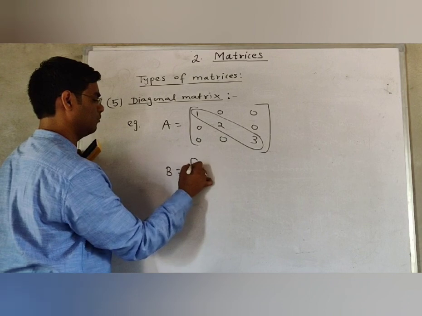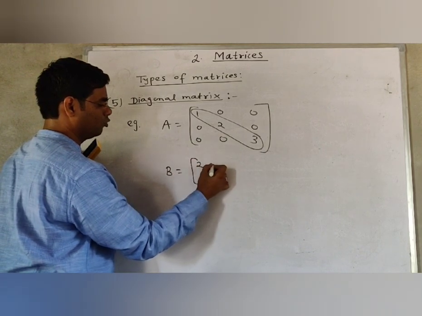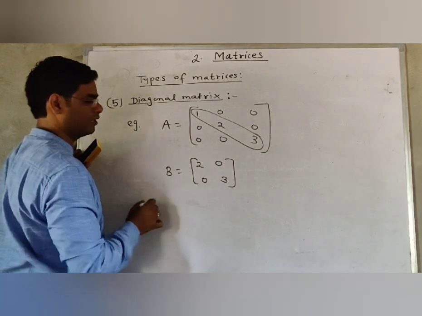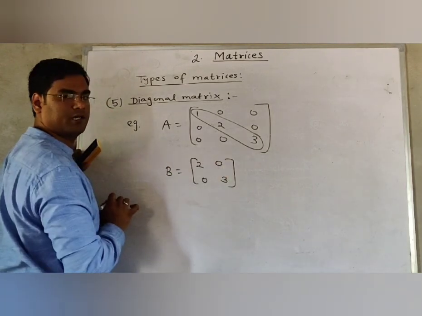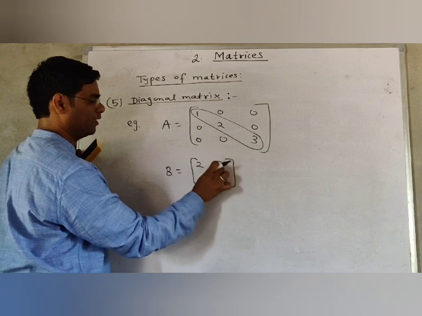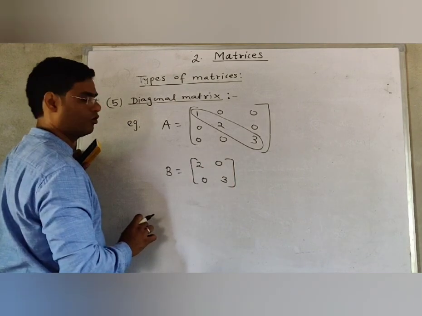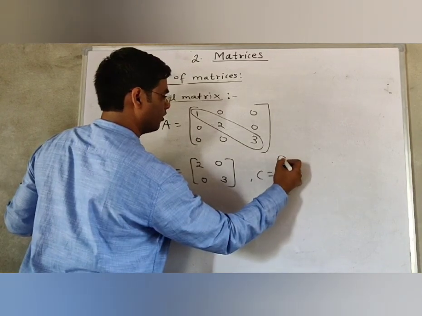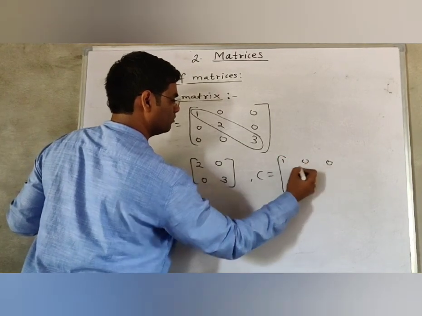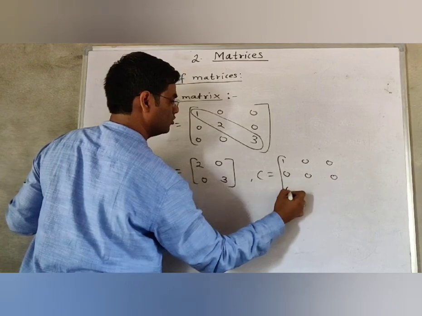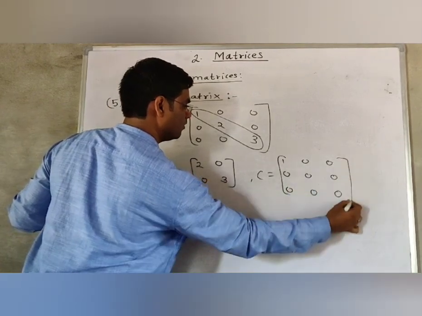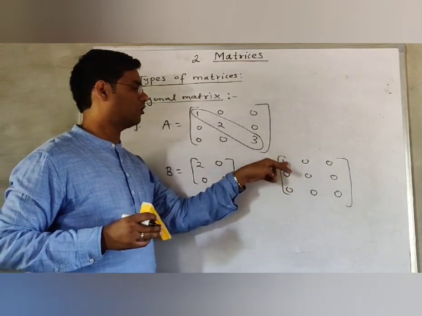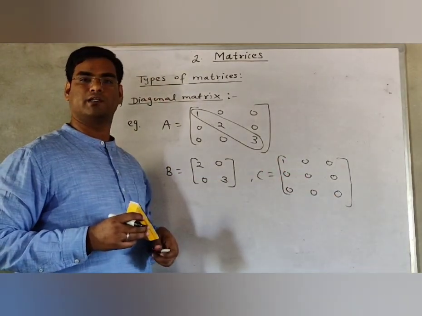Let us take an example of a matrix of 2 by 2. This is also a diagonal matrix because all the non-diagonal elements are 0 and the diagonal elements are not simultaneously all 0. Let us take another example of a matrix C of order 3 by 3: 1 0 0, 0 0 0, 0 0 0. This is also an example of a diagonal matrix because all three diagonal elements are not simultaneously 0.